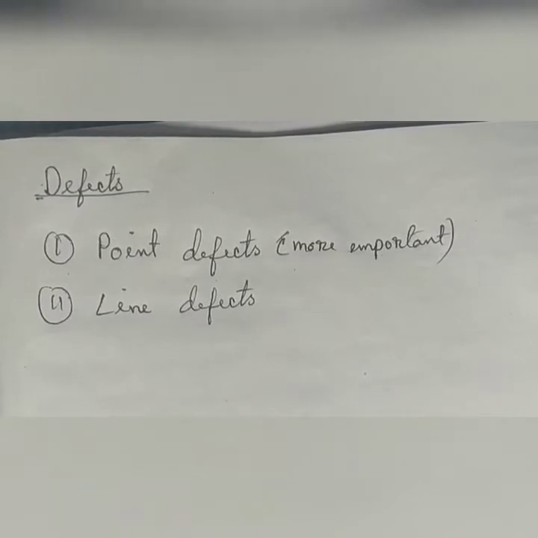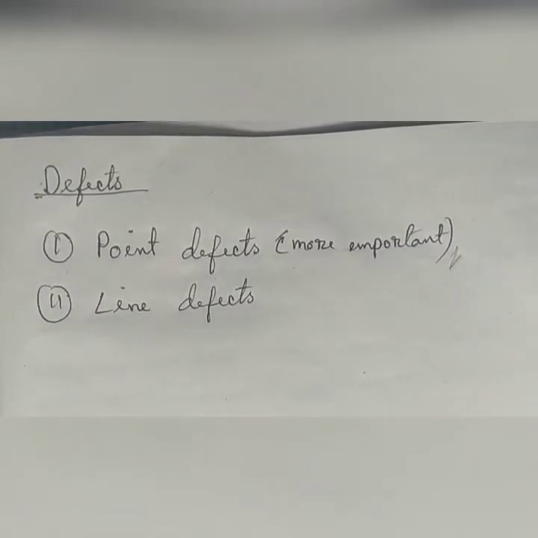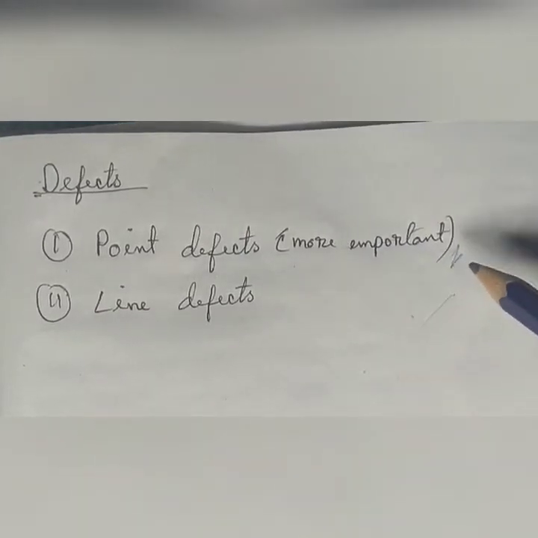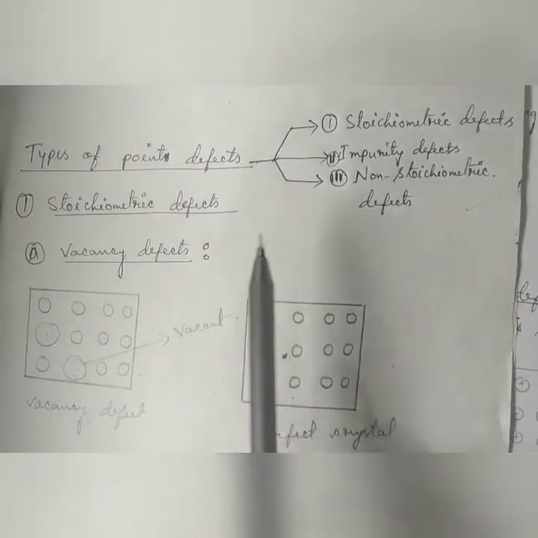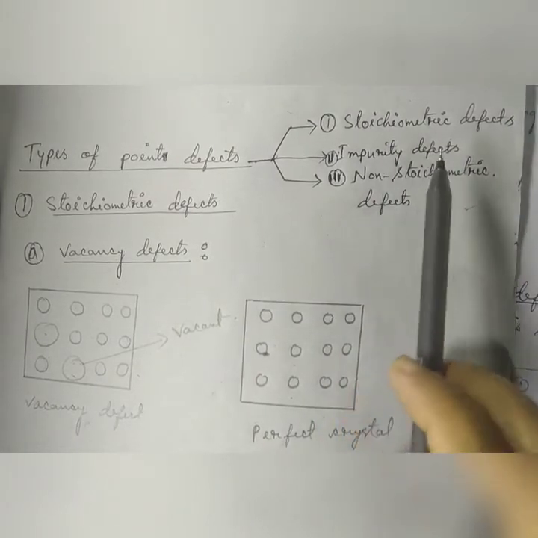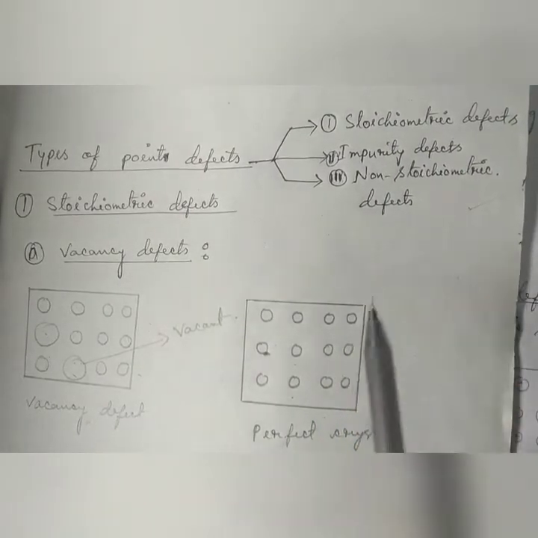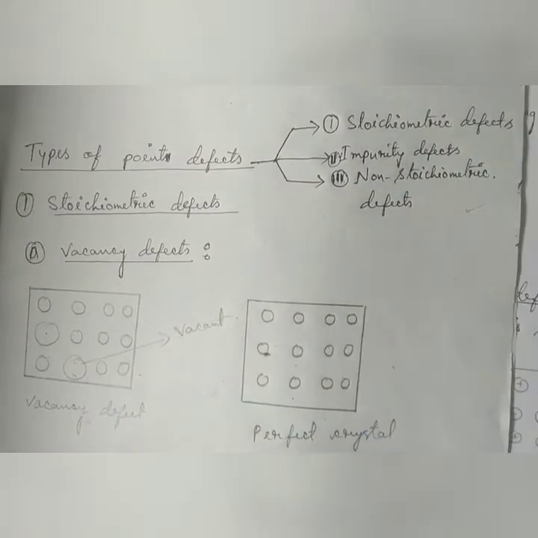So the first defect is known as what? Point defect, and this defect is very important. Most of the questions come from this defect. And the second one is what? Line defect. Now these point defects are classified into three parts. The first one is the stoichiometric defects, then impurity defects, and the third one is the non-stoichiometric defects.